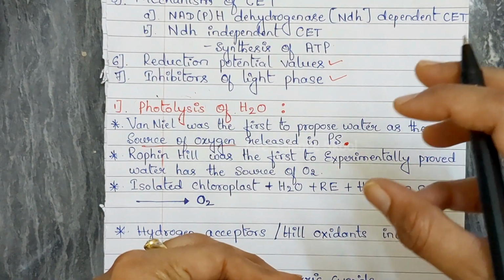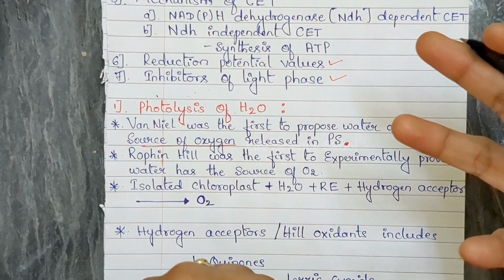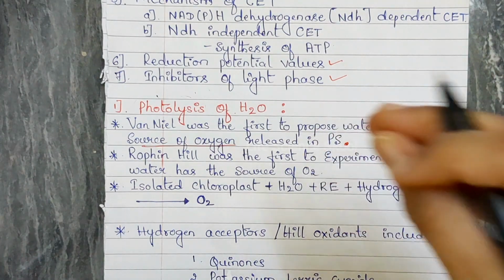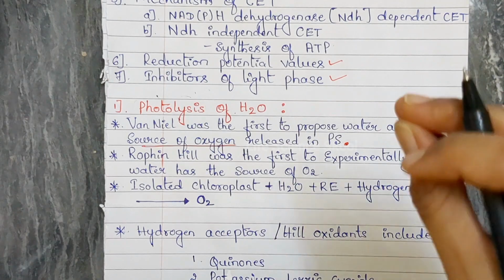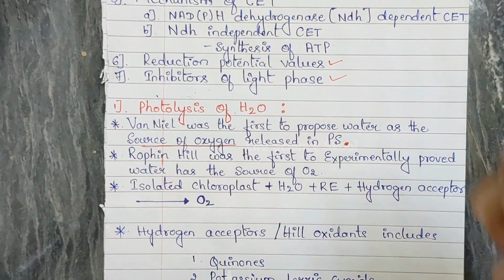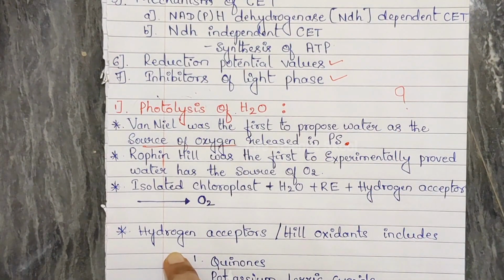Okay, that releases the oxygen we are going to respire. We are going to intake the oxygen and remove the carbon dioxide. So this scientist, Van Niel, is the one who proposed water as the source of oxygen release in photosynthesis. So we got to know that by the photosynthesis process we are going to get the oxygen. Now the question is, how is oxygen released by the photosynthesis process?